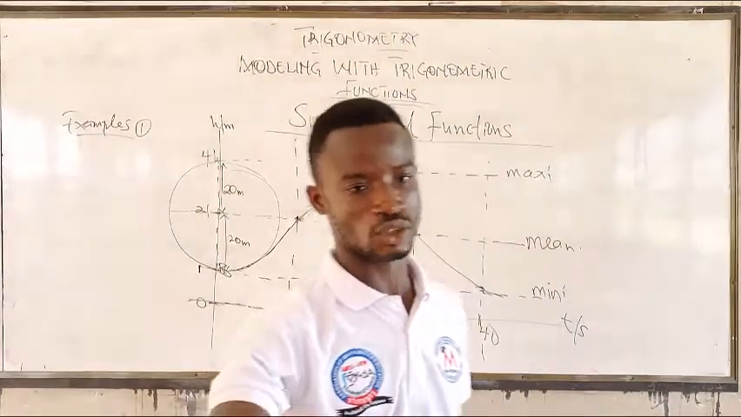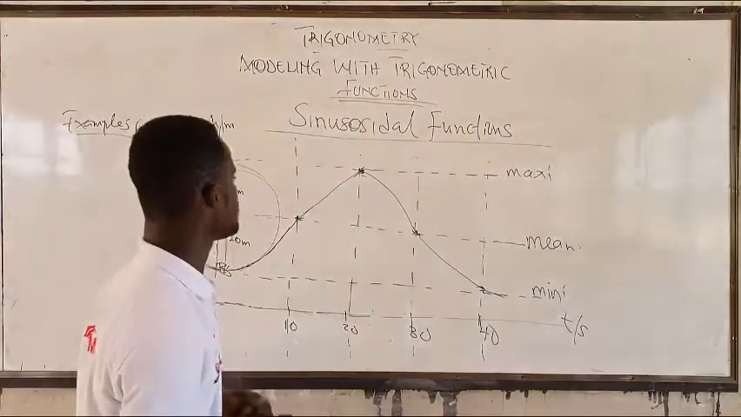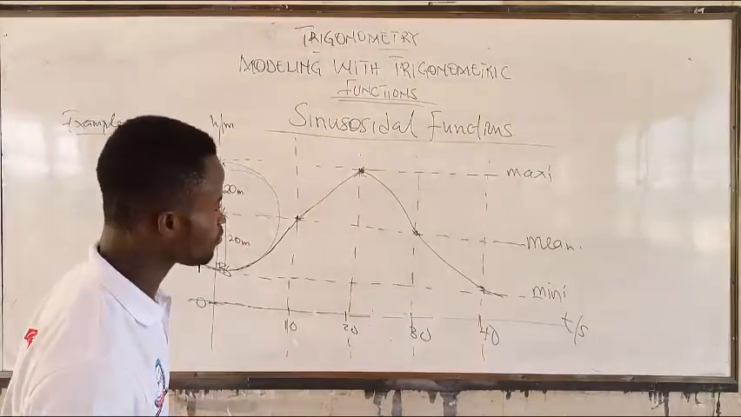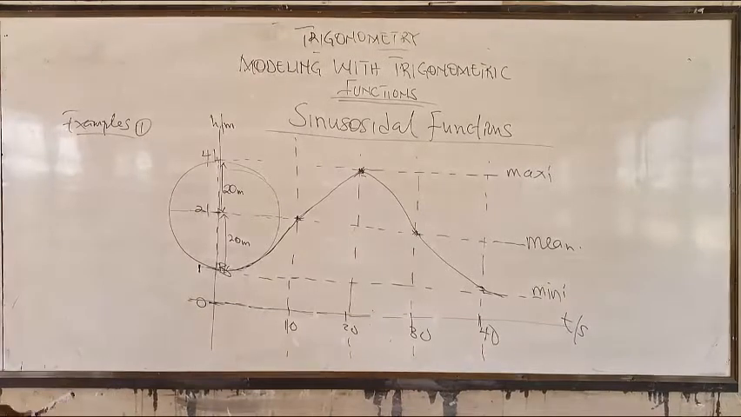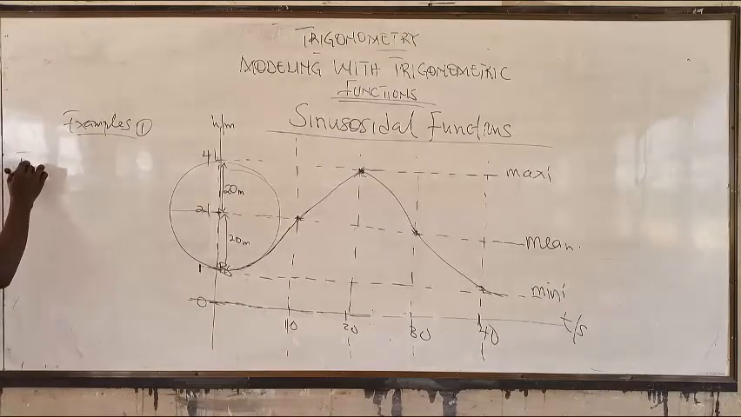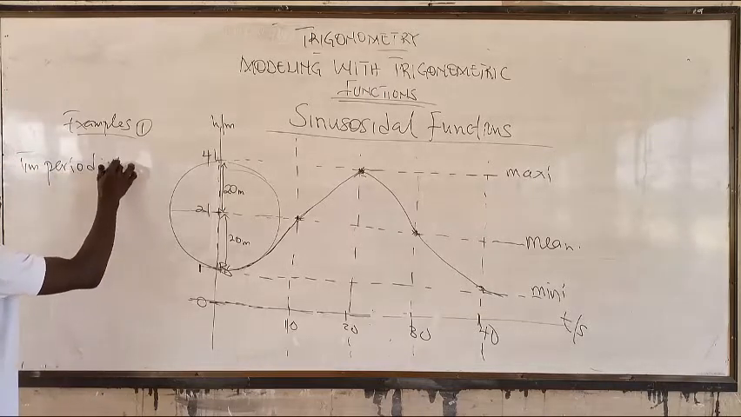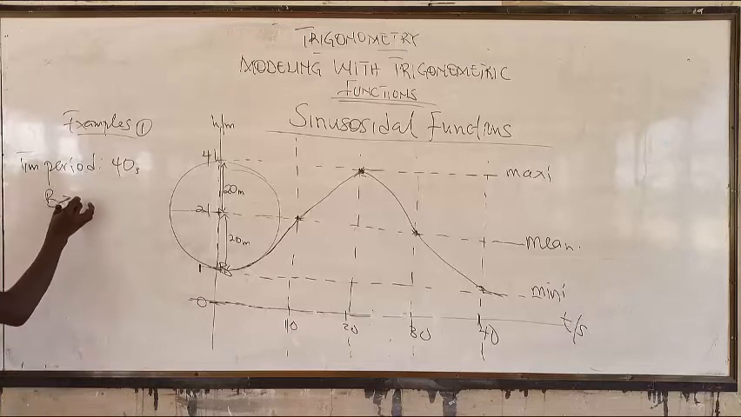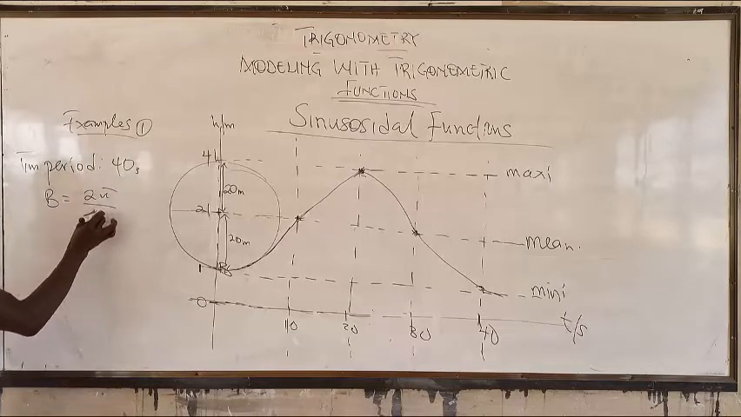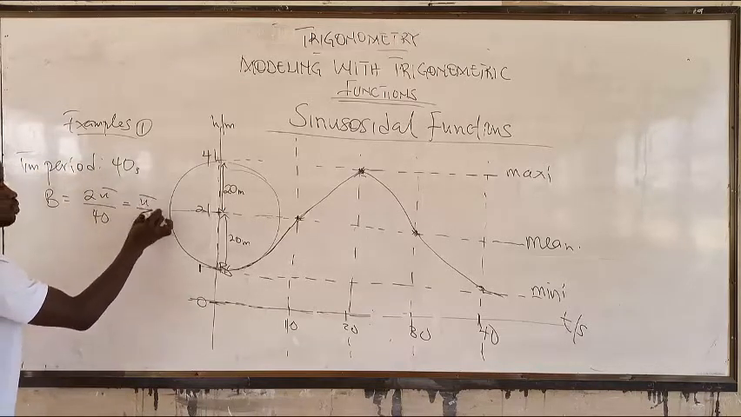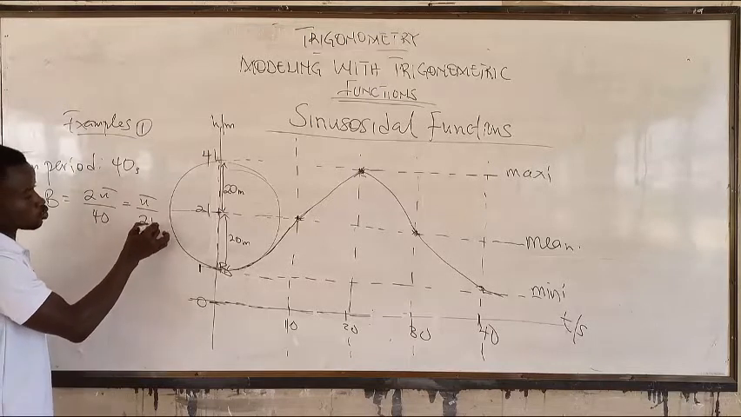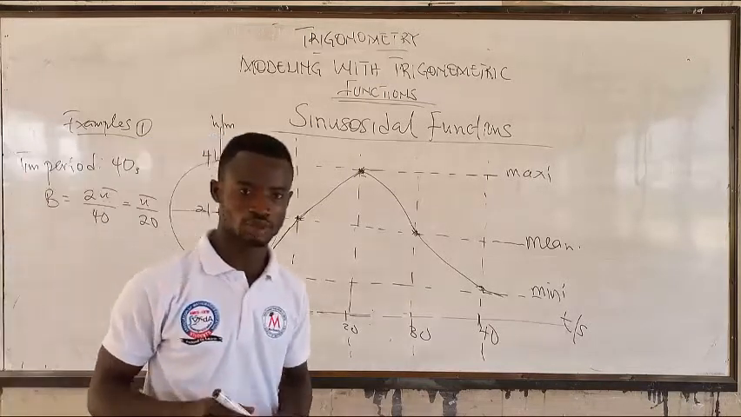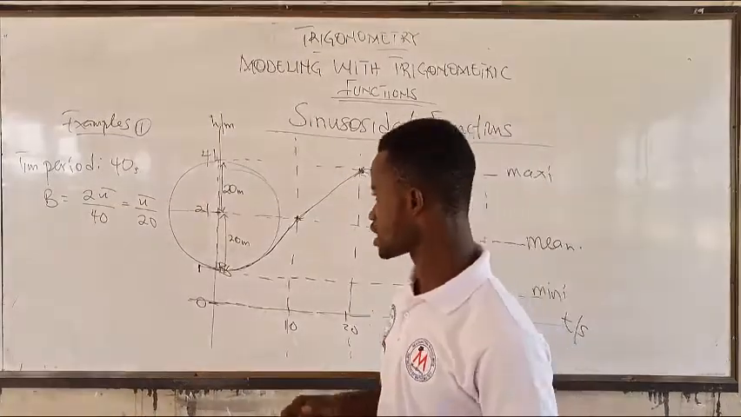And for the equation, we need to go for the period. Alright? I would like to explain this part. We know that the time period is 40 seconds. Okay? So B will be equal to 2 pi over 40, and that's going to be pi over 20. So that is going to be for the B.